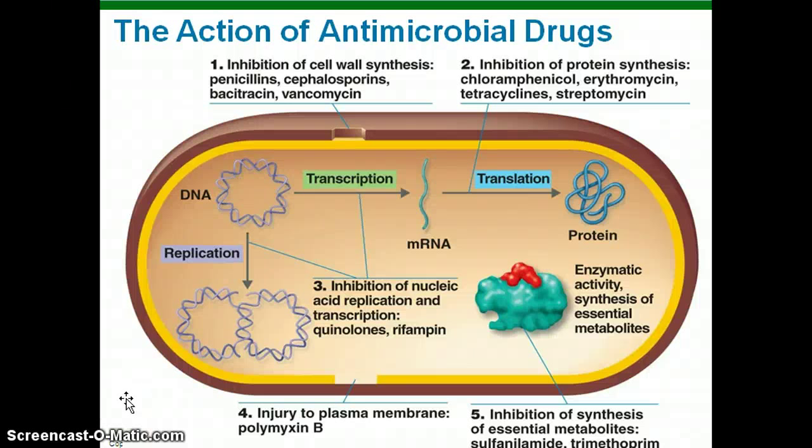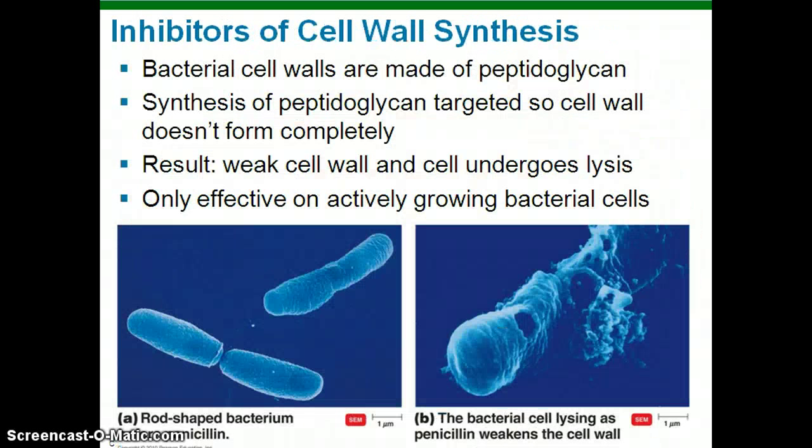So let's look at the actions of the antimicrobial drugs in a little bit more detail. Inhibitors of cell wall synthesis are very effective because bacterial cell walls are made of peptidoglycan, and these drugs will target the peptidoglycan. They don't hurt human cells because human cells don't have cell walls. Also, any eukaryotic cells that do have cell walls, such as plants, do not have cell walls made up of peptidoglycan.